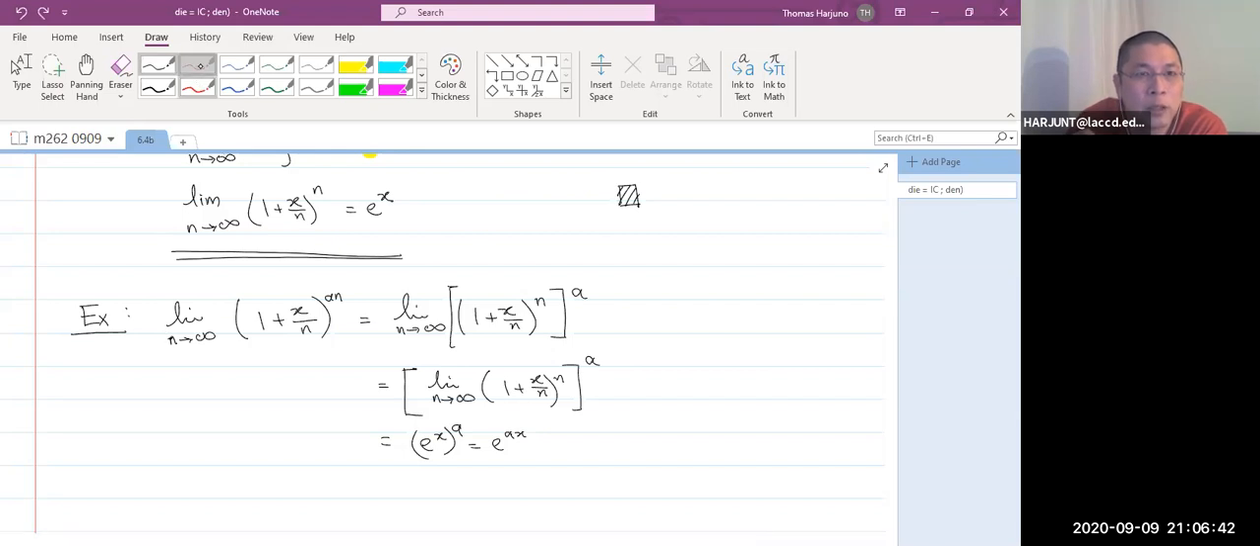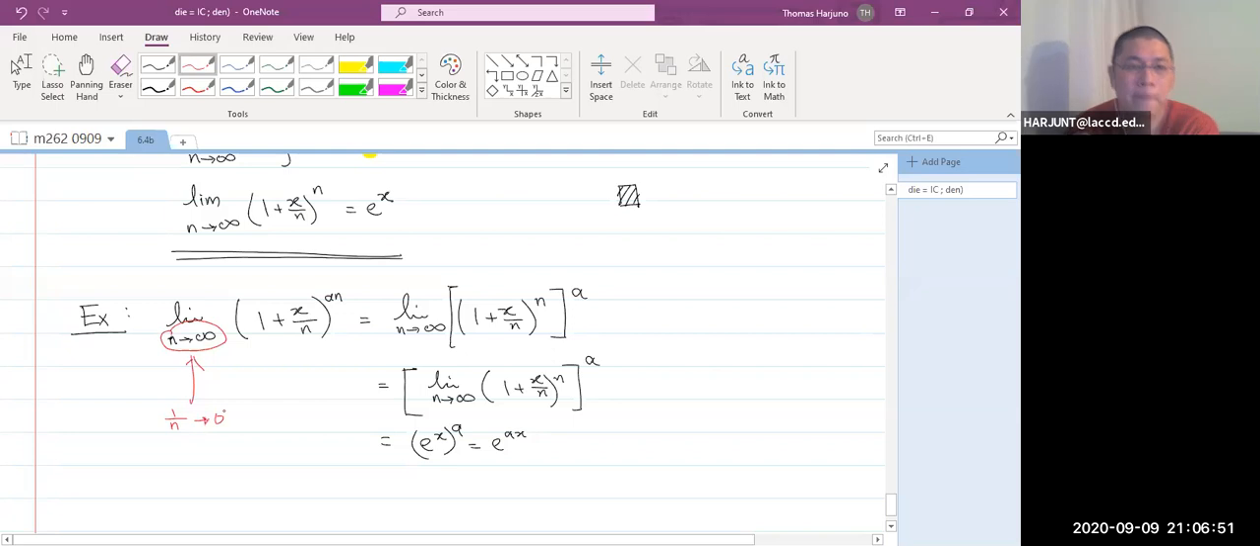what happened with n? When n goes to infinity, that also means 1 over n goes to 0. To be more precise, it goes to 0 positive. That's a property nice to know.